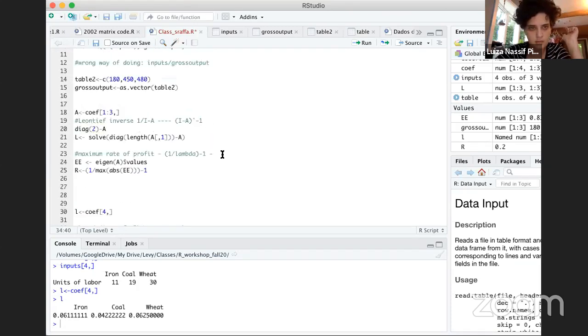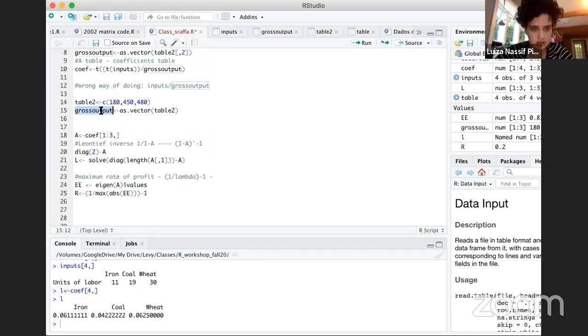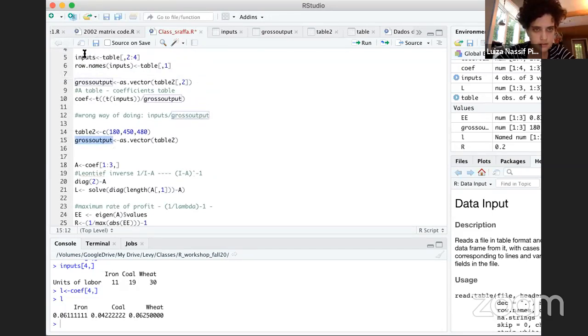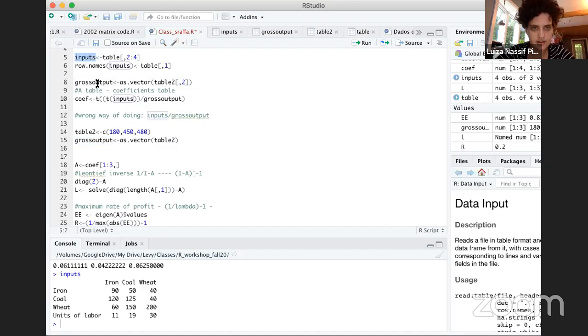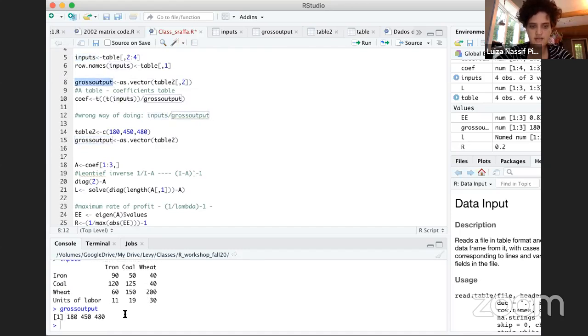X being gross output, Y being net output. So here, let me look at the first table. You have your inputs table and your gross output. As I said, there is still a difference between those two, which is our net product, which we're going to create later by taking the difference. But when you multiply your net product by your Leontief table, you are able to recover the gross output.